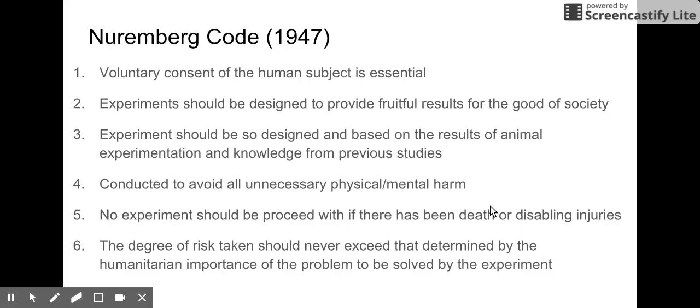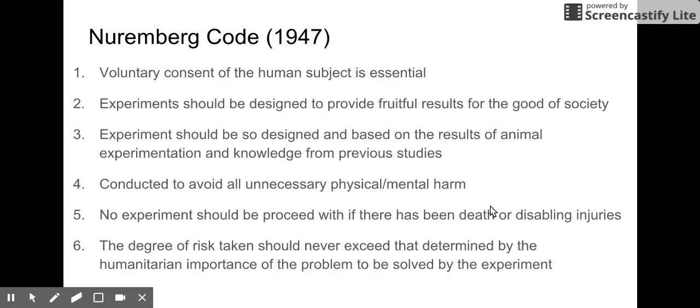So this kind of links with point 3. So the experiment shouldn't cause any harm to the person or even the experimenter. No experiment should be proceeded with if there's a death or disabling injury. So if there's that high risk of death or a disabling injury, then the experiment shouldn't go ahead.